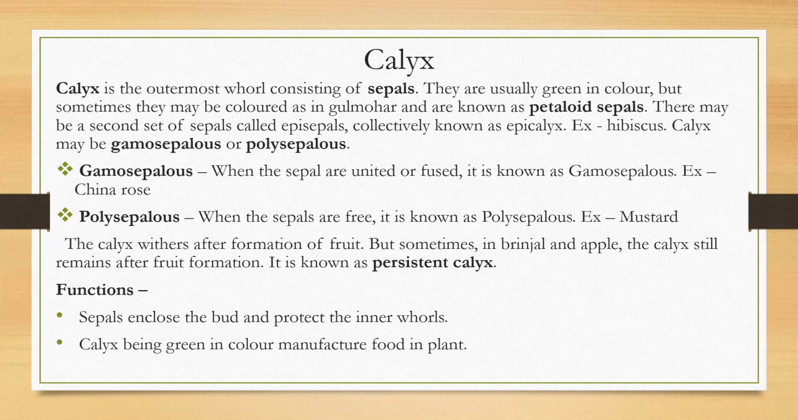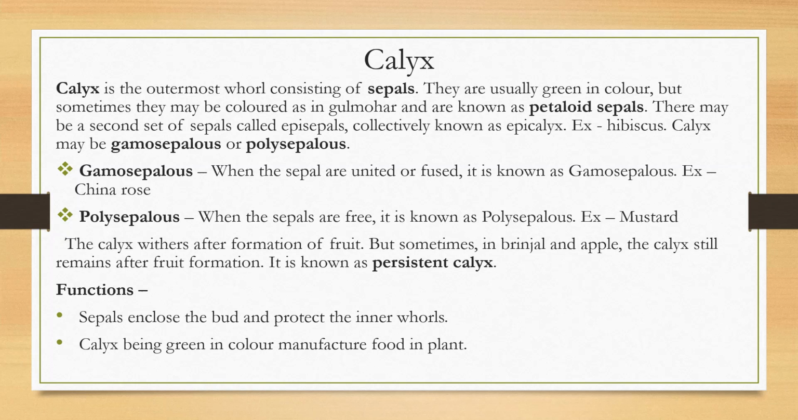Calyx may be gamosepalous or polysepalous. Gamosepalous calyx is when the sepals are united or fused. Example, China rose or hibiscus. Polysepalous is when the sepals are free, the calyx is known as polysepalous. For example, mustard. The calyx withers after formation of fruit and is shed. But sometimes in brinjal and apple, the calyx still remains after fruit formation. This is known as persistent calyx.